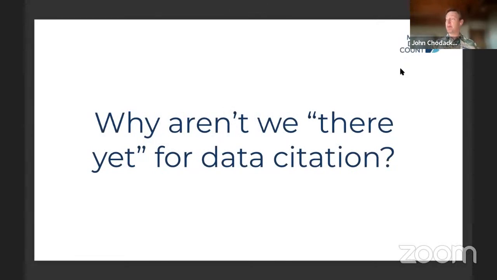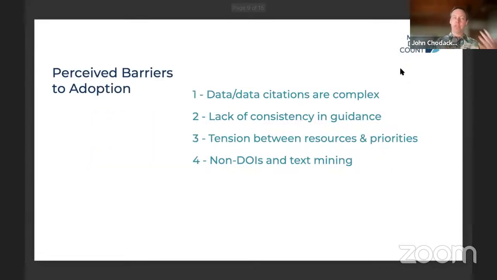And so when we think about why we aren't there yet, like why data citations haven't really taken off, there are a couple of observations that we would want to bring up, and many of them are around perceived barriers instead of just actual barriers. So there is a perception that data citations are very complex.